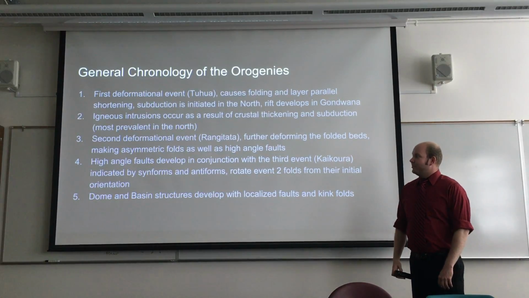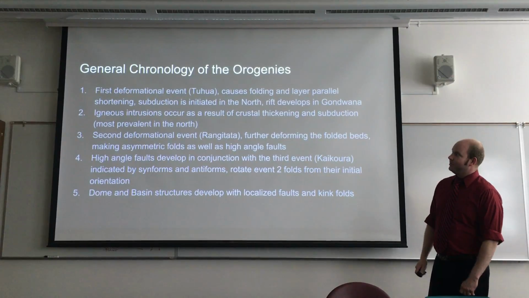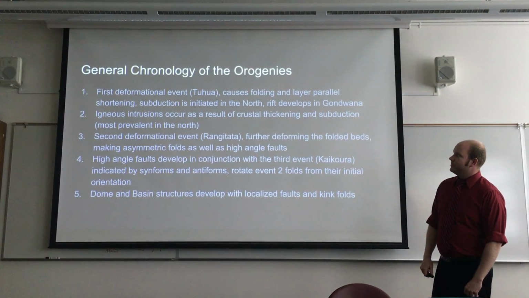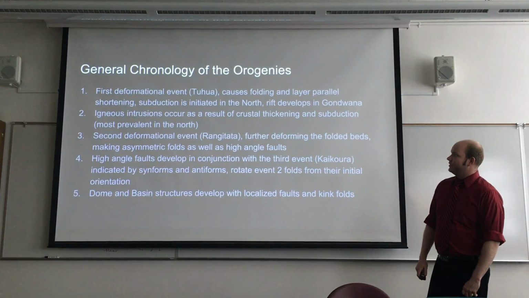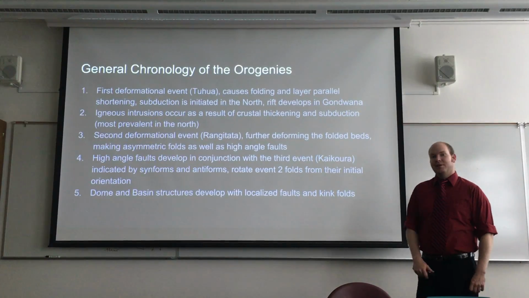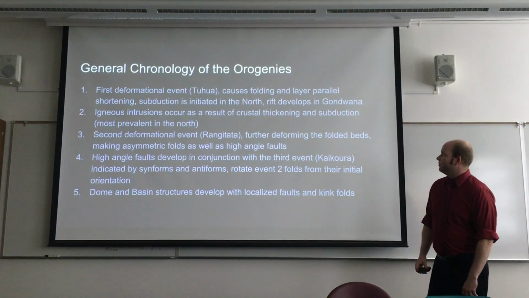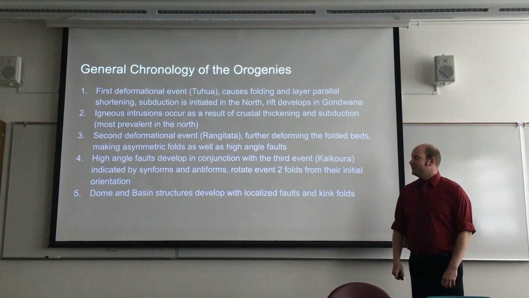So, a quick general chronology of the orogenies. First, we have the Tuhua, which caused folding and layer parallel shortening of sediments off the coast of Gondwana. Igneous intrusions occurred as the result of coastal thickening and subduction. The second event that happened shortly after the Tuhua is the Rangitata, and it further deformed the folded beds of the Tuhua, making asymmetric folds as well as high-angle faults.